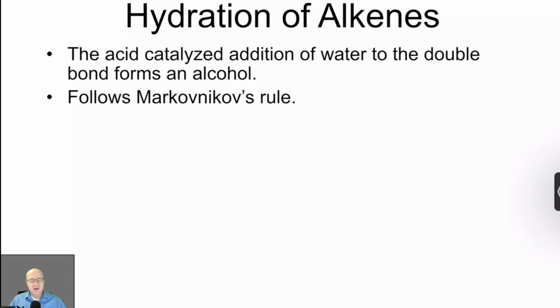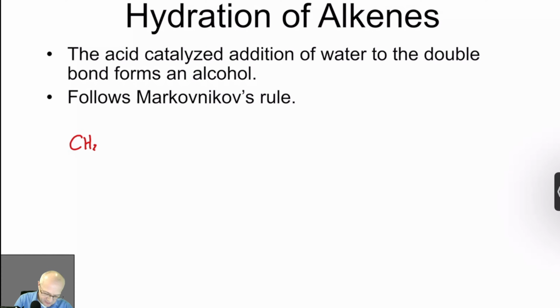Hydration of alkenes. Now, we've already seen the dehydration of alcohols to form alkenes. This is the opposite of that mechanism. This is the hydration of an alkene to form an alcohol. So let's just see a generic example of that. Now, these reactions are acid catalyzed.